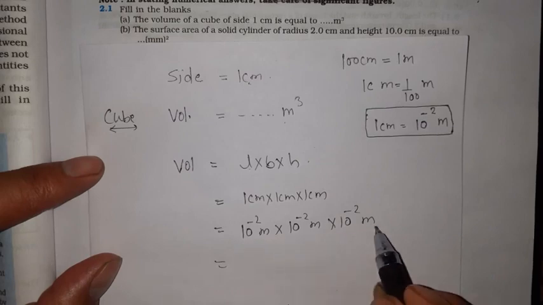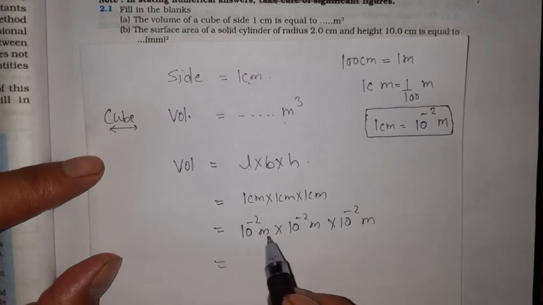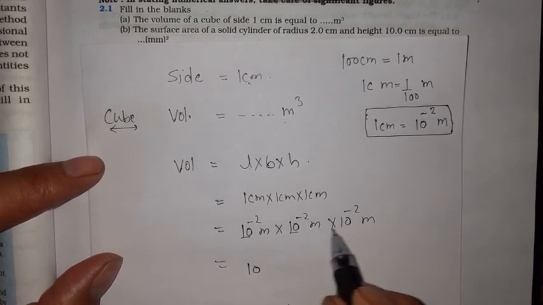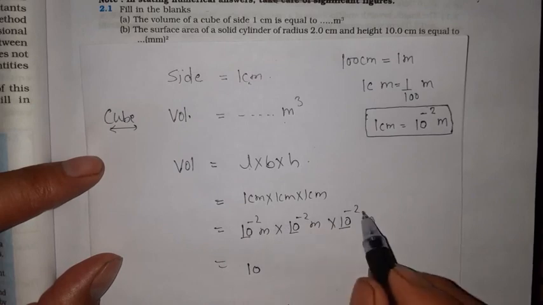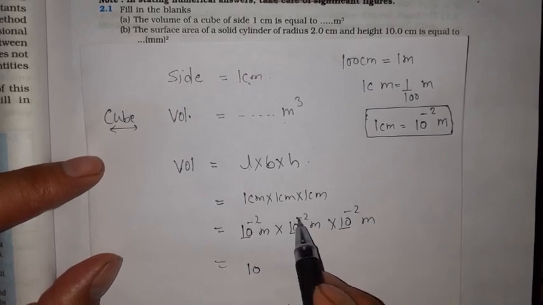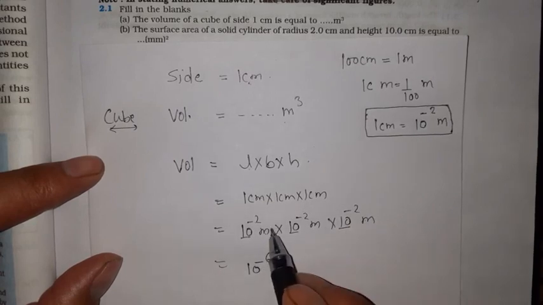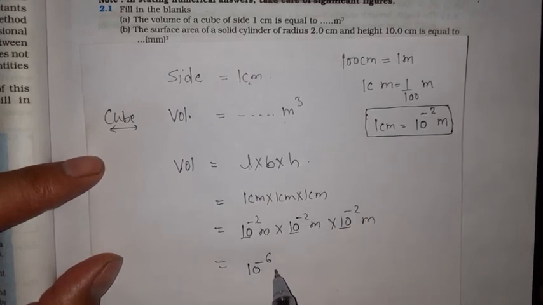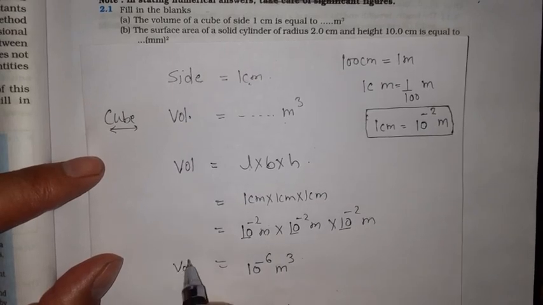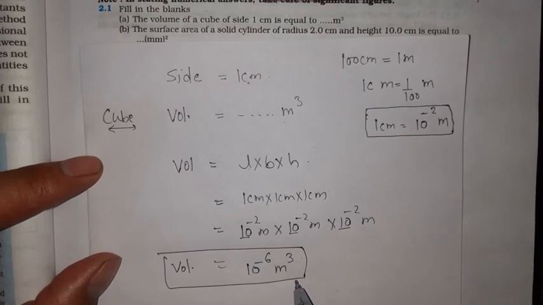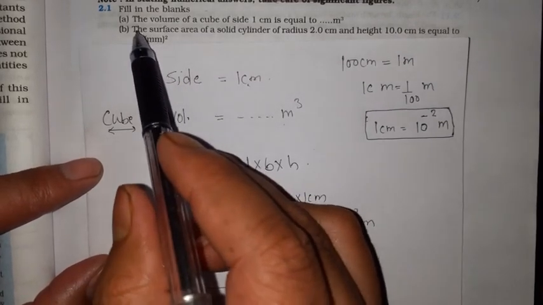If the bases are the same, their powers get added. The same terms' powers become plus. Here we have 10, 10 and 10, so their powers add. Minus 2 plus minus 2 plus minus 2 becomes minus 6, and the unit is meter, meter, meter, so it is cubic meter. Thus I get my answer: 10 to the power minus 6 cubic meter. So I have solved this very first problem.